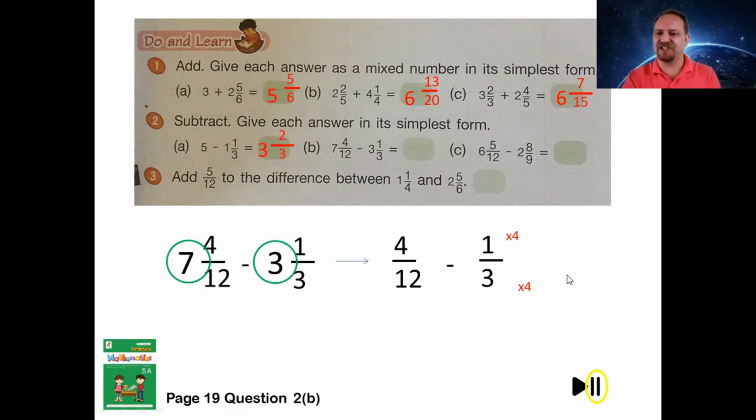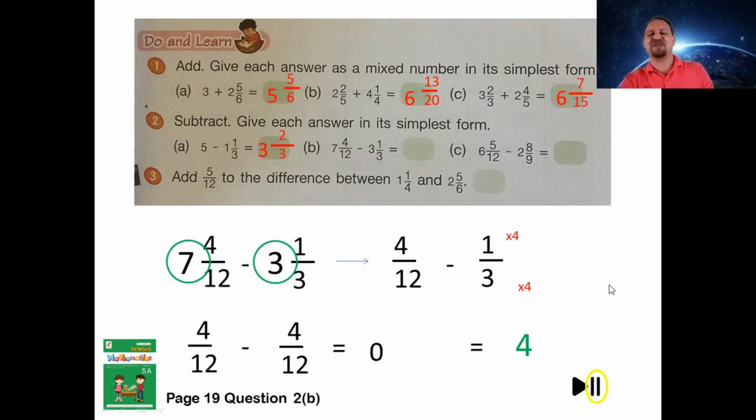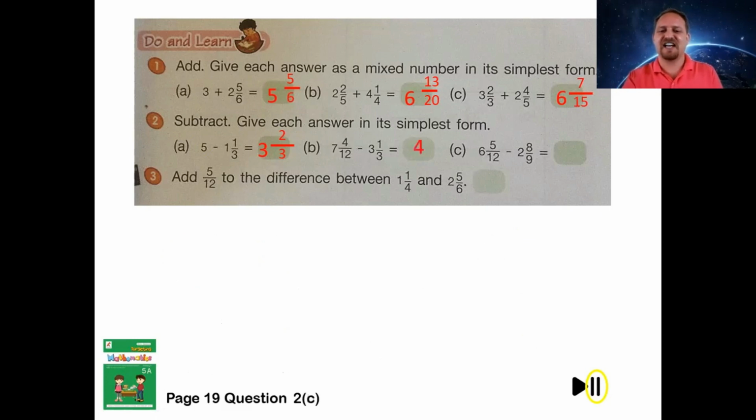We only have to change 1 over 3, don't we? The common multiple will be 12. Okay, so 4 over 12 minus 4 over 12 gives us a value of 0, doesn't it? So the answer would have been 4, wouldn't it? Okay, good. Let's go on to C. You guys press pause now.